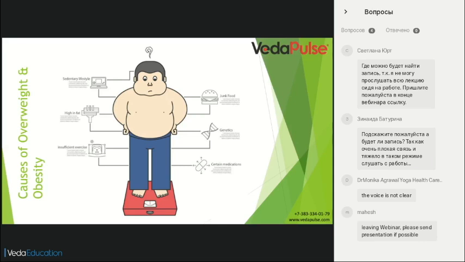And these factors include the sedentary lifestyle, which is insufficient exercise, and also high fat diet or junk food.